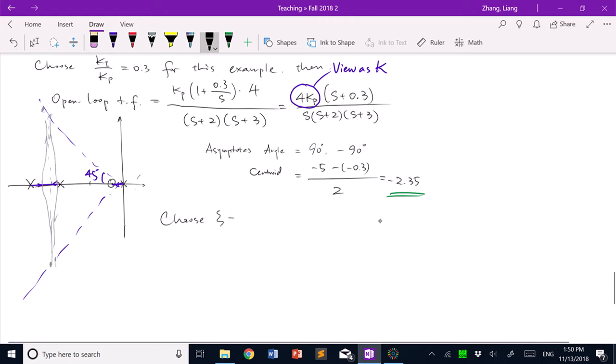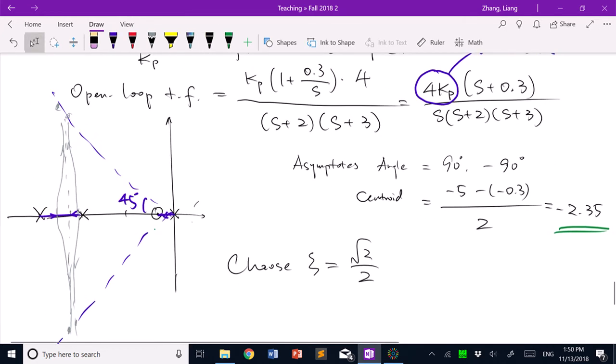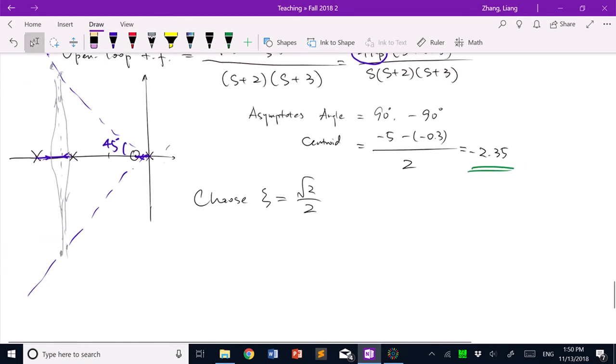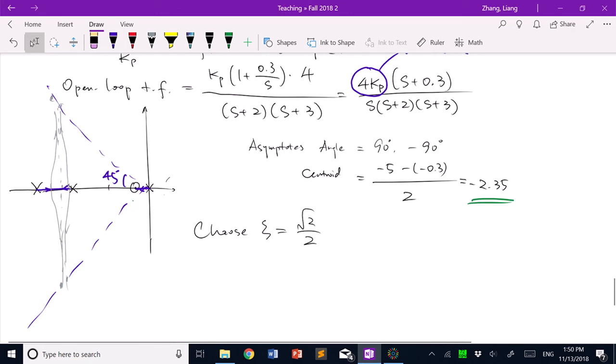So still choose this being square root of 2 over 2 such that the angle 45 degrees is as I mentioned. Okay. And when you do the sketching, you should be able to find this approximately such that you can calculate it. That's all the essence of the locus approach. It doesn't require very precise calculation, just gives you a starting point.